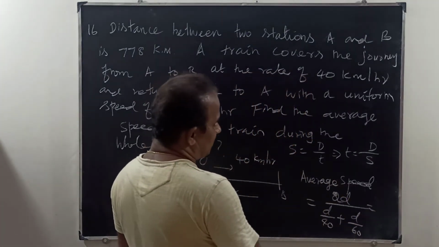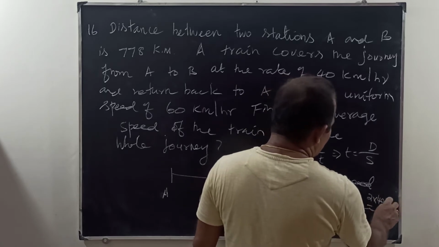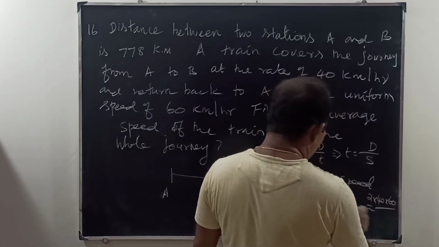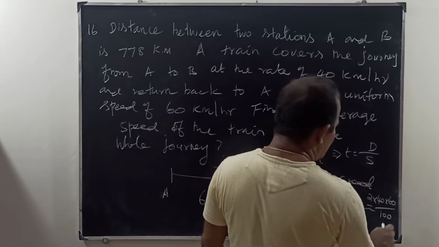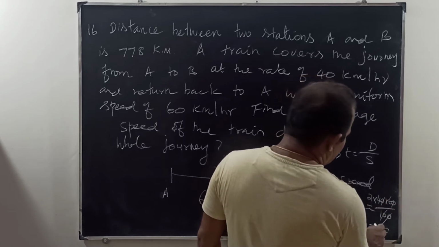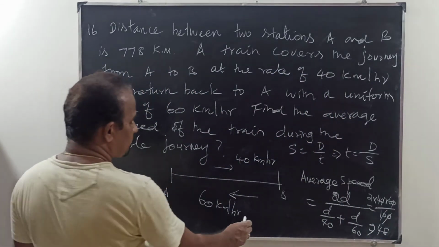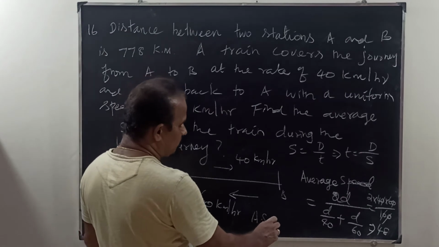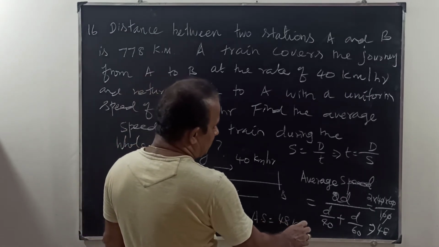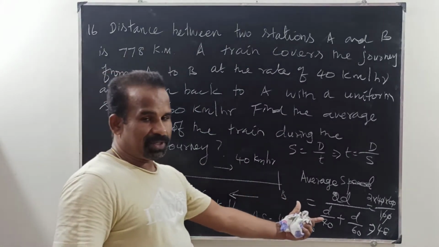So we get 2 into 40 into 60 divided by 40 plus 60. This is 100. So this is equal to 48 km per hour. Therefore, average speed is equal to 48 km per hour. So this is the concept.